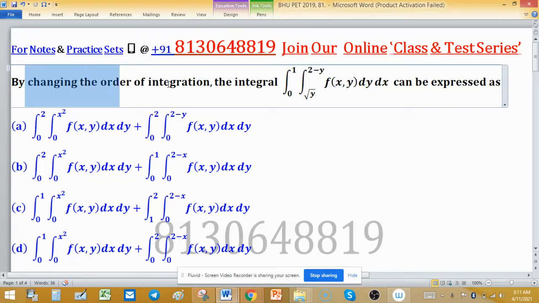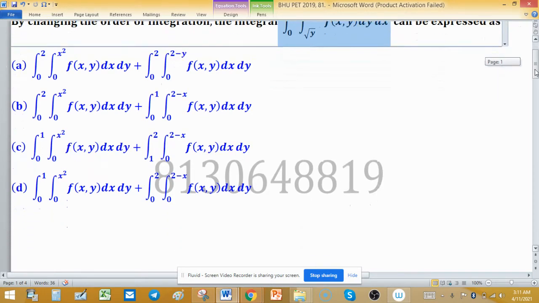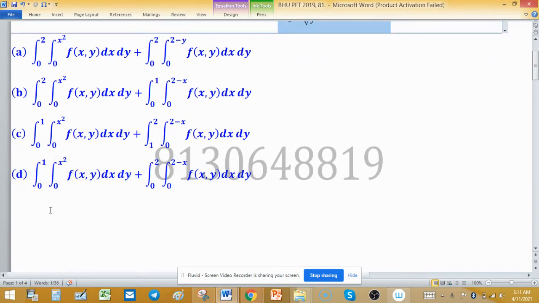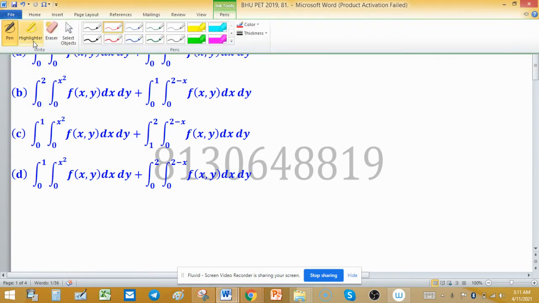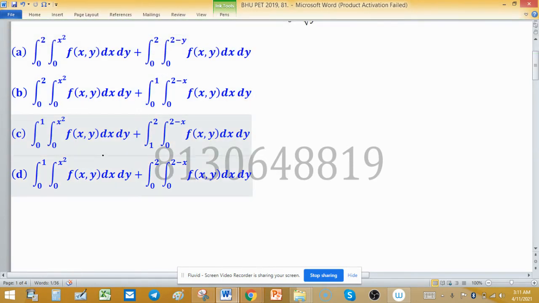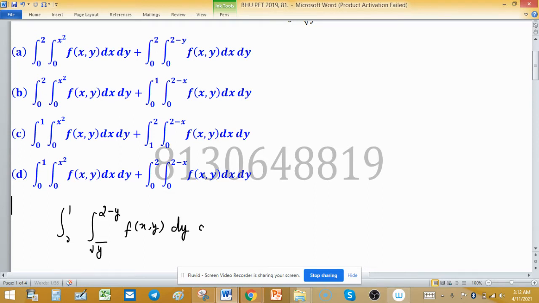By changing the order of integration, this integral can be expressed as... The options are given to us and we have to find the right one. The integral given is from 0 to 1, and from square root of y to 2 minus y, f of xy, dx dy.